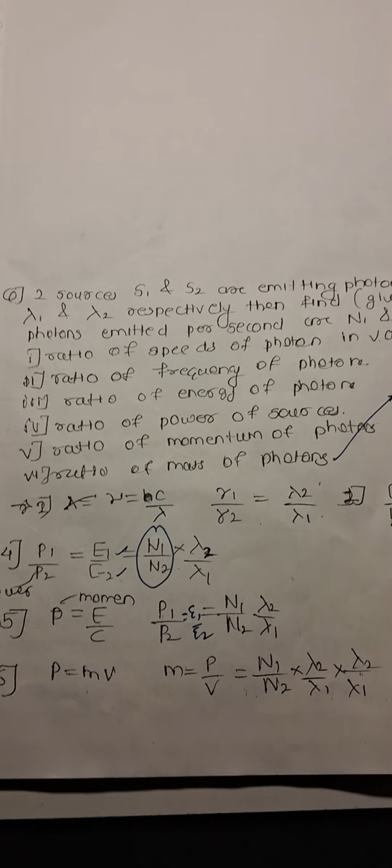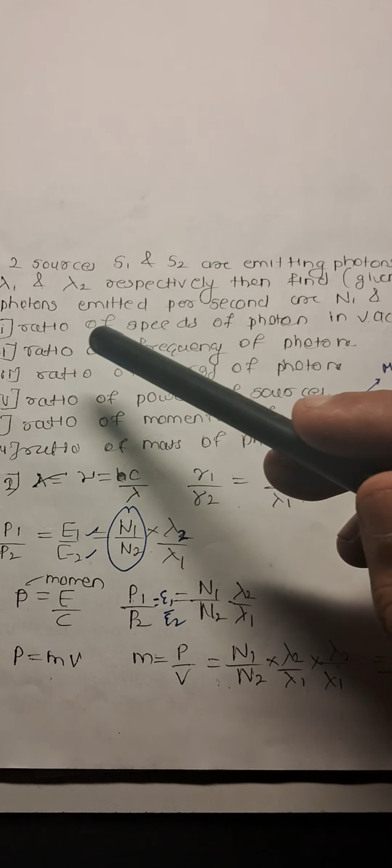Today I'm going to discuss lecture notes on the topic of dual nature. We are just discussing photons. This is another question on two different sources of photons, and we need to compare the ratio of speeds, frequency, energy, power, momentum and masses of the photons. So these are the questions.